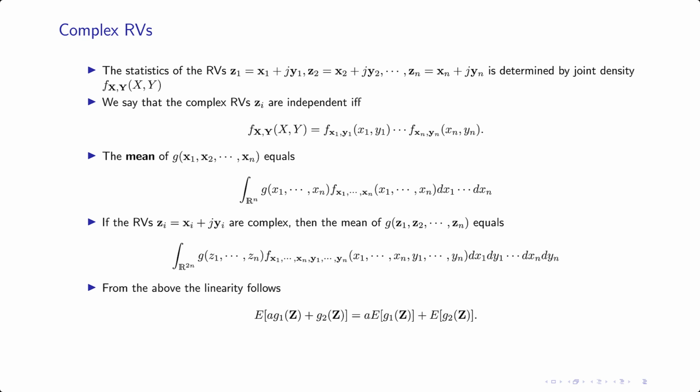So you see that this integral is a linear function of these. So if you have the expected value of a linear combination of two functions of this complex random vector, you can easily prove that one. So the expected value operator is a linear function.